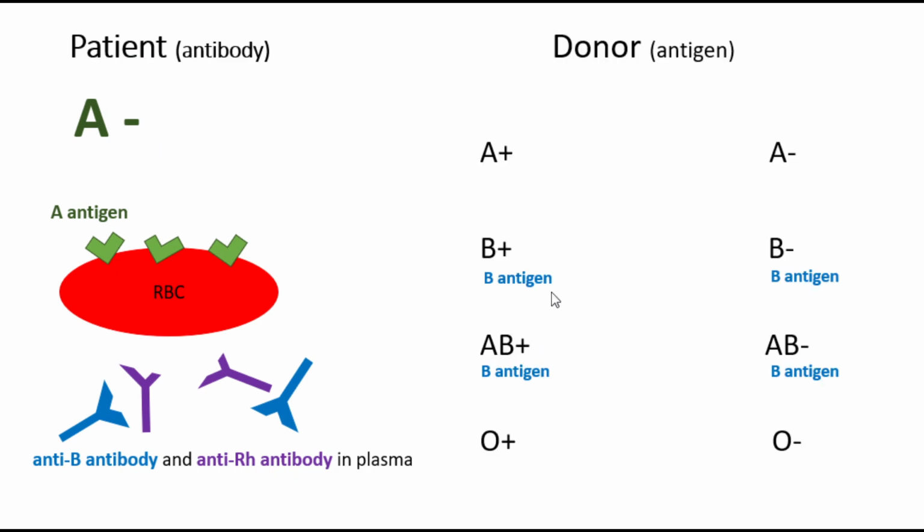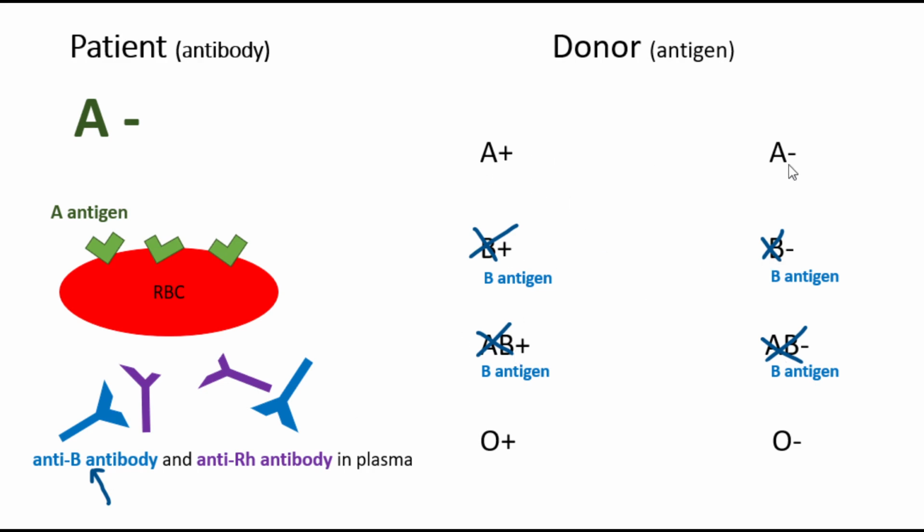Now I look at the 8 potential donors that I have and approach this process one by one. First, because my patient has antibody against B antigen, those donors who have B antigen should be eliminated. Their blood type is not accepted. And we know that B blood type and AB blood type both have B antigen. So my patient does not accept these 4 blood types.